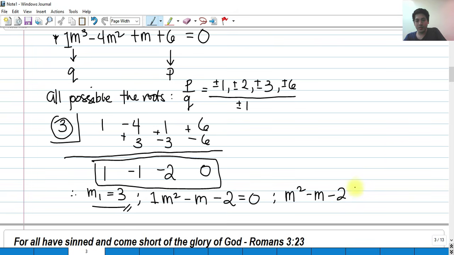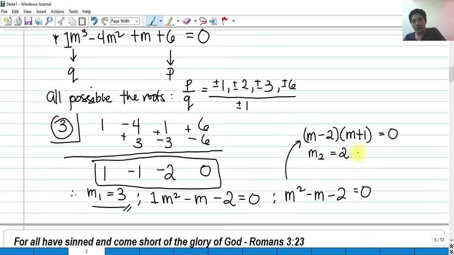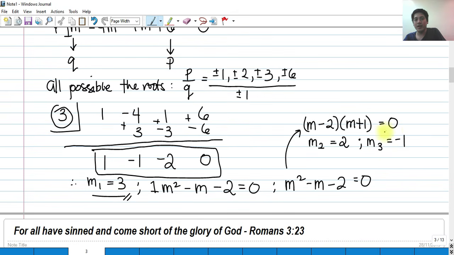And if we are going to factor this, that is equal to m minus 2 times m plus 1 is equal to 0. So the other roots, m sub 2 is equal to 2 and m sub 3 is equal to negative 1. So here are the roots. We have m2 is equal to 2, m3 is equal to negative 1, and m1 is equal to 3.